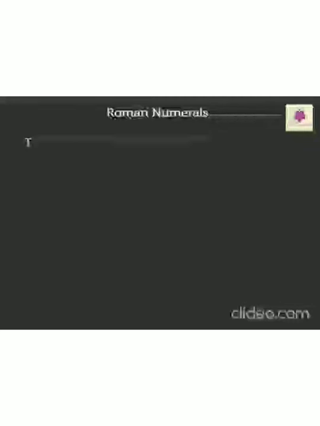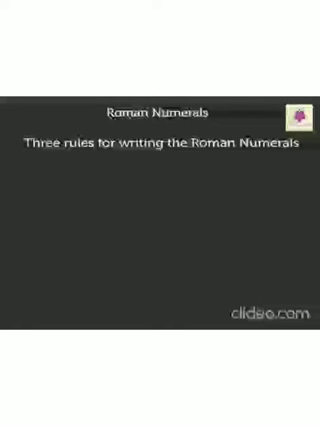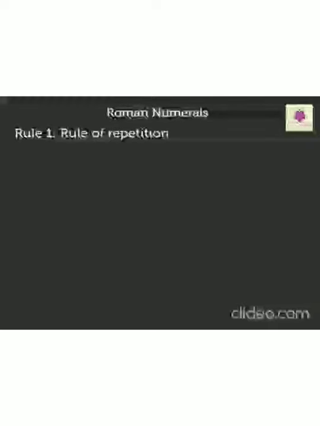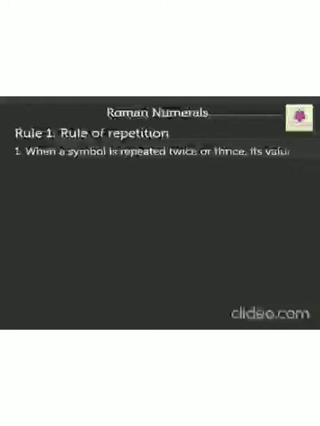We need to remember 3 rules while writing the Roman numerals. 1. Rule of repetition. 2. Rule of addition. 3. Rule of subtraction. Let us learn each rule one by one. Rule 1. Rule of repetition. 1. When a symbol is repeated twice or thrice, its value is multiplied by 2 or 3 respectively.